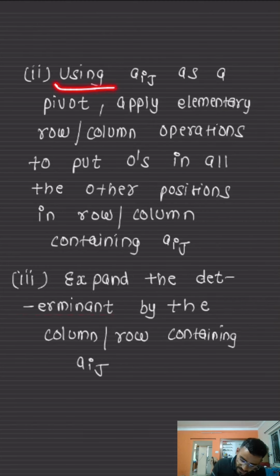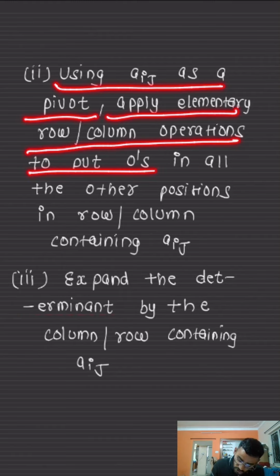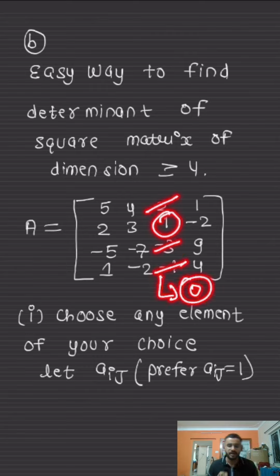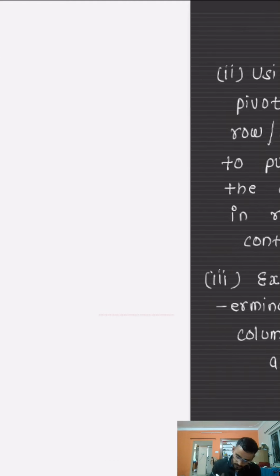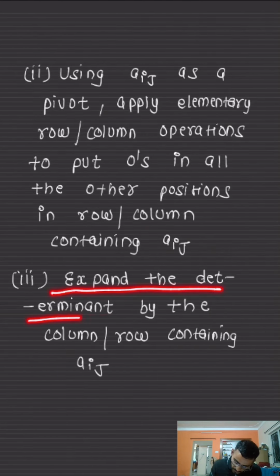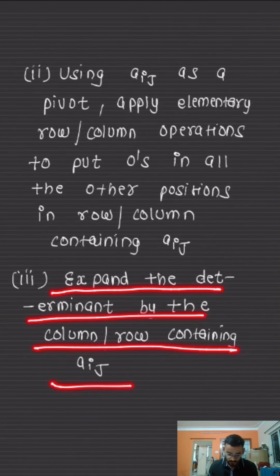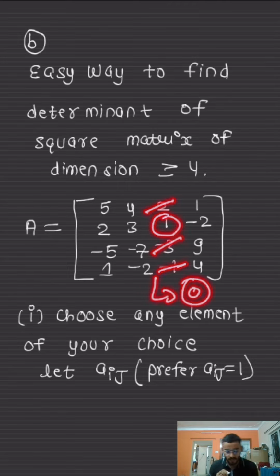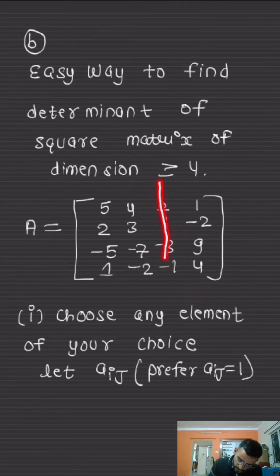Then second, using Aij as pivot, apply elementary row or column operations to put zeros in all the other positions in the row or column containing Aij, which means choosing this element as a pivot, we need to make all the other elements in the column 0 by applying elementary row or column operations. And third one is to expand the determinant by the column or row containing Aij. Since this element we chose as a pivot, these 3 elements will be 0 after applying elementary row or column operations. Then we need to expand the determinant along this column.